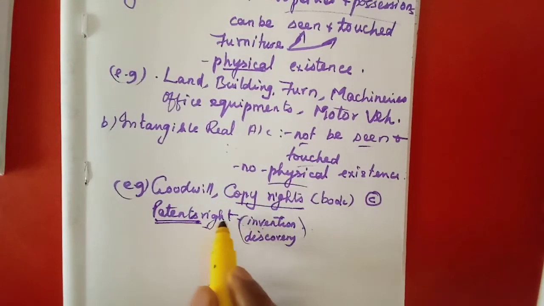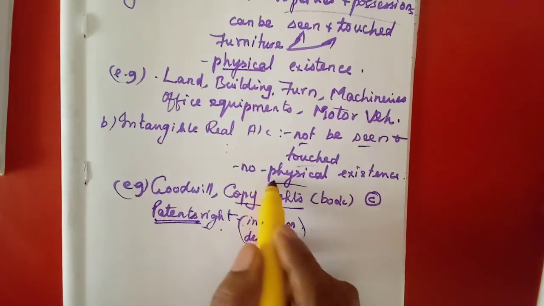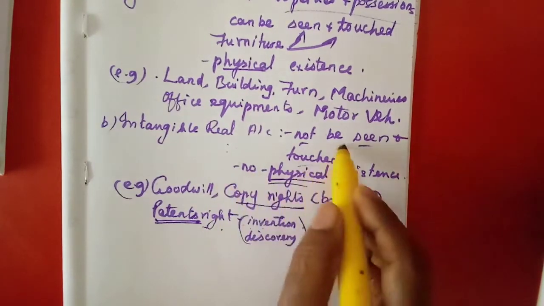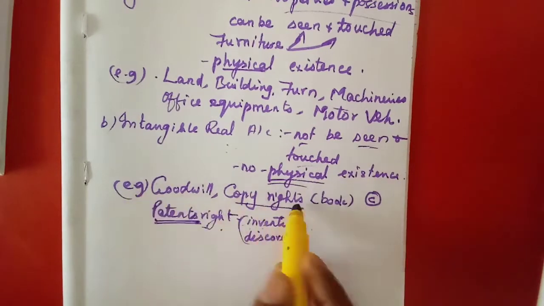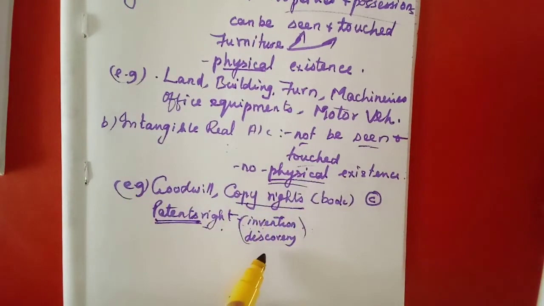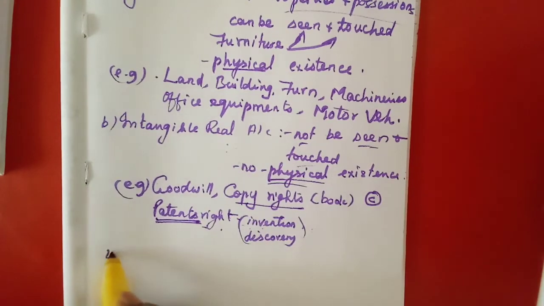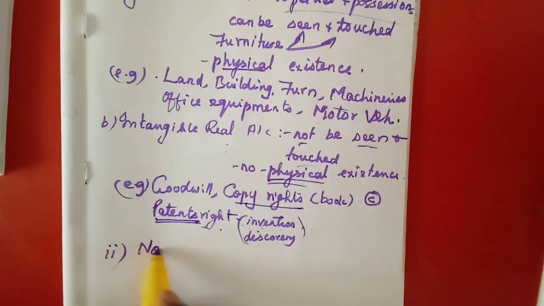All these, can we see them with our eyes? No, there is no physical existence. We cannot see and we cannot touch. They are the intangible assets. Now the real account we have understood. Now the second one, nominal accounts.